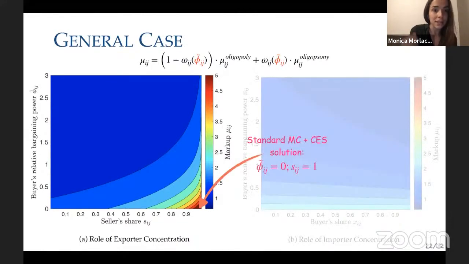Notice that the standard Melitz model with monopolistic competition and CES demand will be just one point in this figure, which corresponds to the case where the seller has all the bargaining power and the market share is equal to 1, the firm being a monopolist.